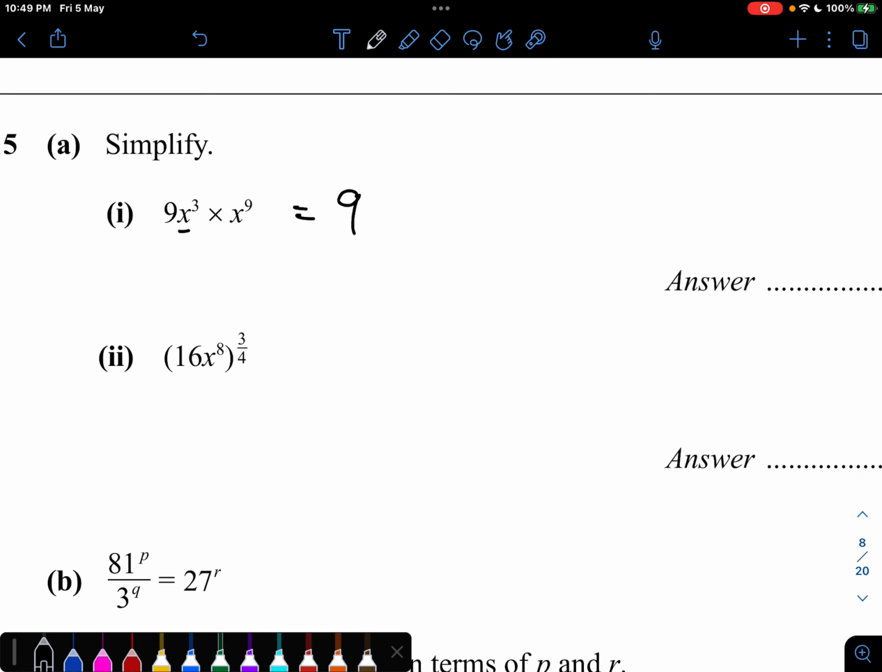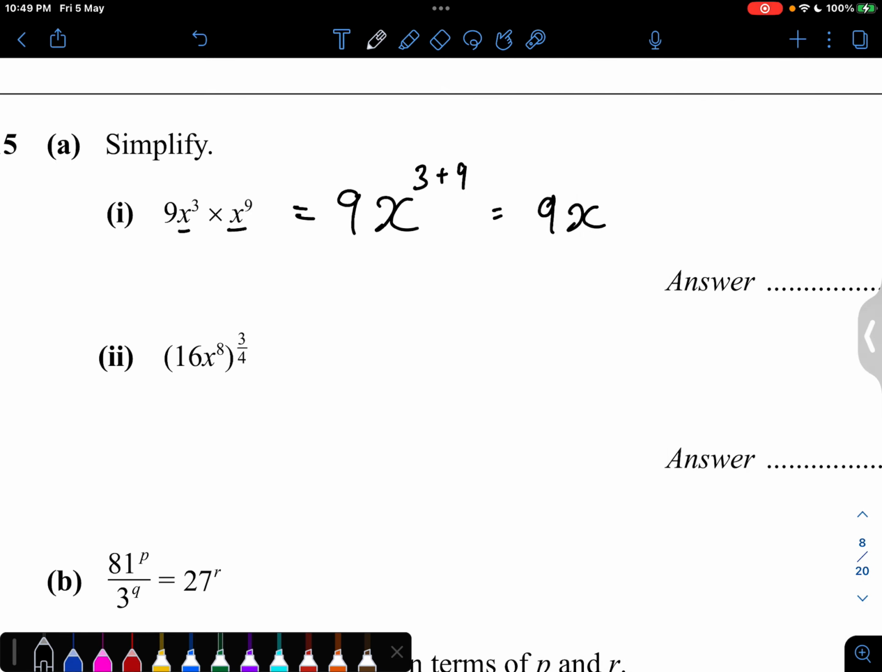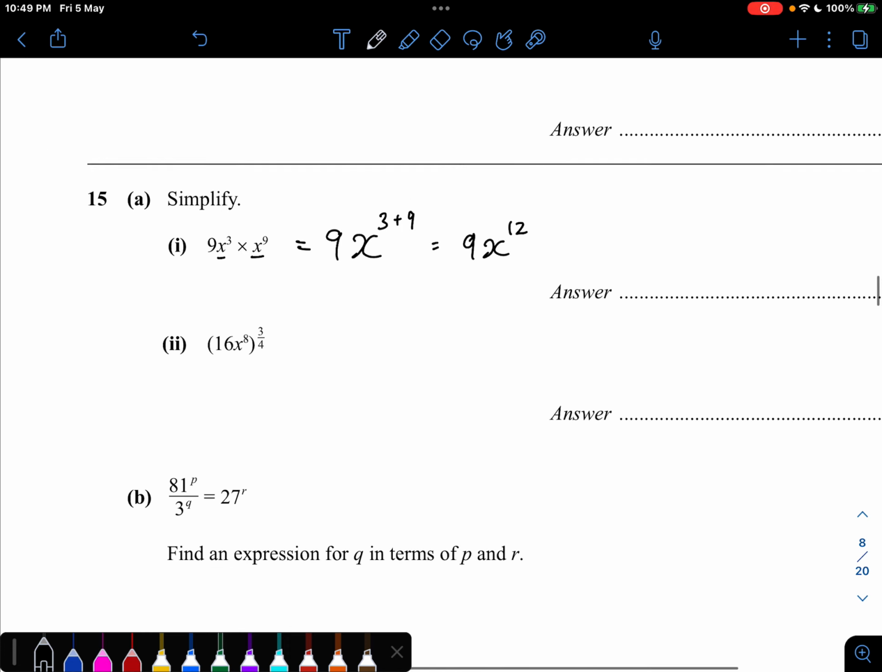But wait, x power 3, x power 9. Same base, different power. Multiply. What do you do? Add the power. So just copy down the x first. Then add the power 3 plus 9. Right? That's it. Okay, so you end up with 9 as a coefficient, multiplied by x to the power of 3 plus 9. I cannot do mental sums. Don't worry, you have a calculator. 3 plus 9, 12. Then you get power 12. Good. Then you just write it down. 9x power 12. Okay, next one.